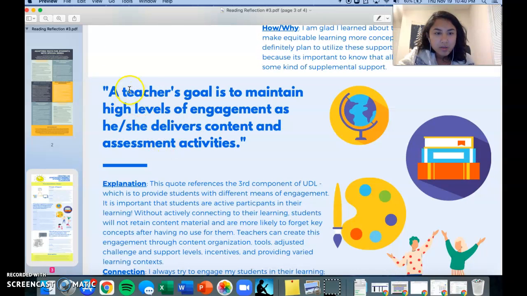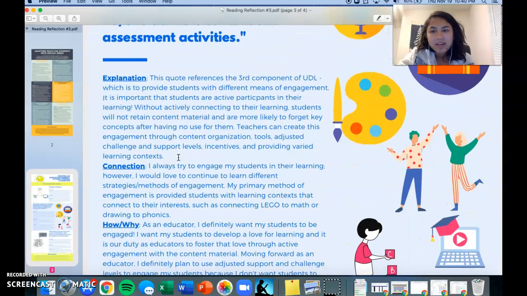This next part is a quote. "A teacher's goal is to maintain high levels of engagement as he or she delivers content and assessment activities." I feel like that quote speaks for itself. Your students need to be engaged and need to be active participants if they're going to retain any knowledge. If your students are just listening to you talk and are not mentally stimulated, they don't see any fun visuals, they're not engaging in any fun activities, they're just sitting there, then they're not going to learn what you want them to learn, what they need to learn.